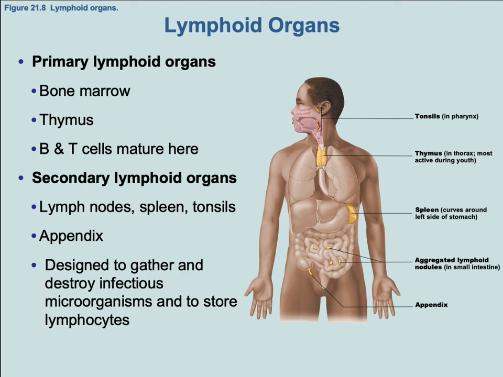The lymphoid organs can be categorized into the primary lymphoid organs and the secondary lymphoid organs. There are really only two primary lymphoid organs, and those are the bone marrow and the thymus, because these are the only places where lymphocytes mature. Remember, bone marrow is where B cells mature, thymus is where T cells mature. Secondary lymphoid organs, there are quite a few. Their function is to gather and destroy infectious microorganisms and to store the lymphocytes.